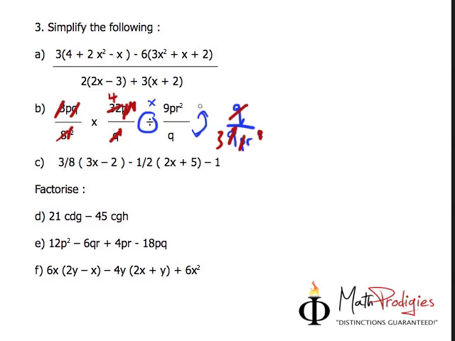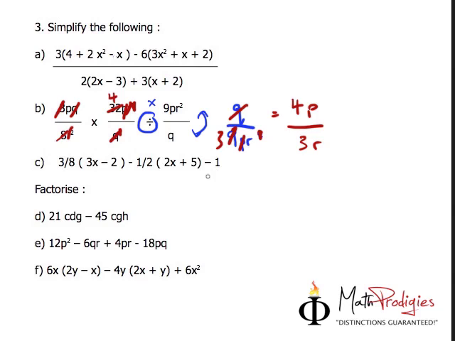What are you left with? Let's see what you are left with. You are left with 4p over 3r. That's it. That's your answer. If you got that one right, high five, because you are a math prodigy. Good job. Now for part C, now this is a little complicated.